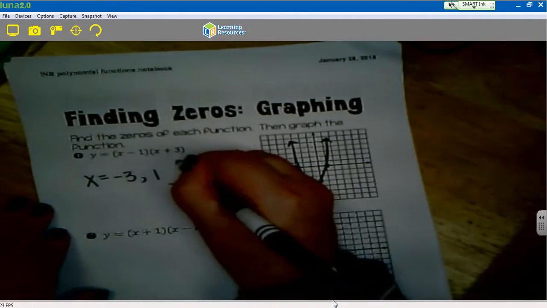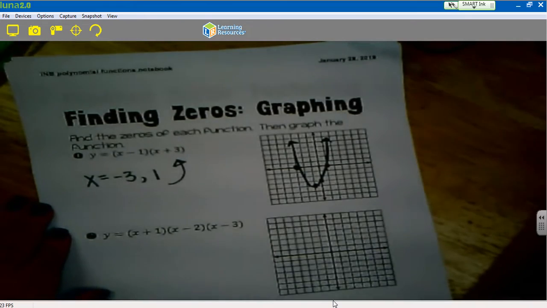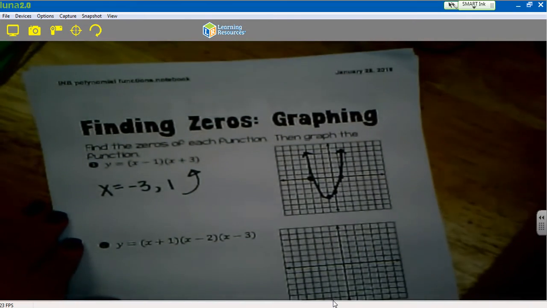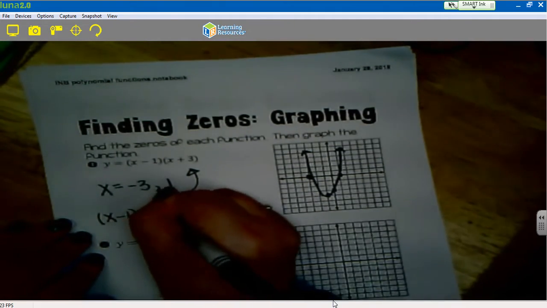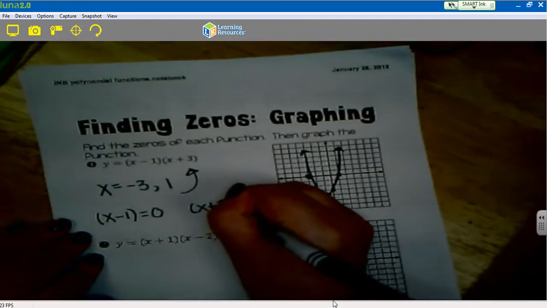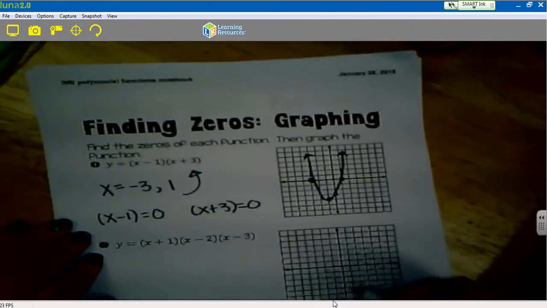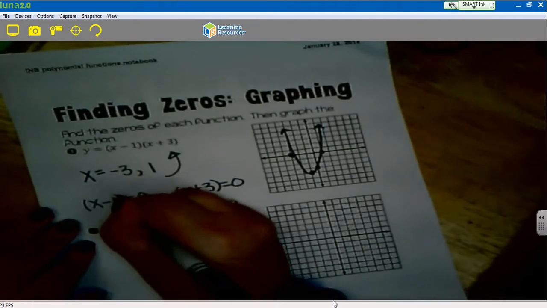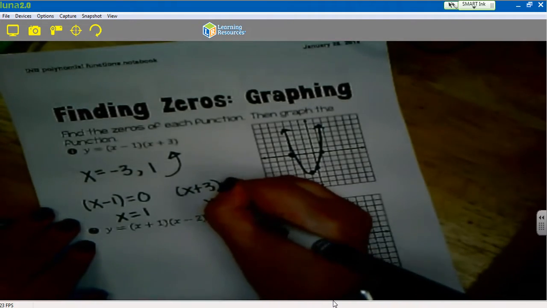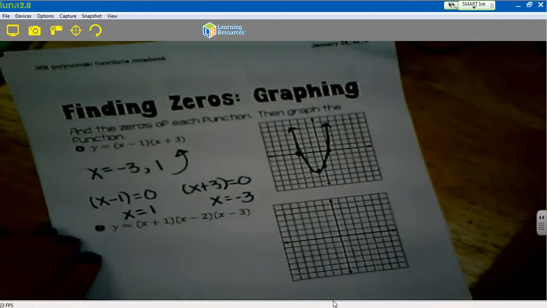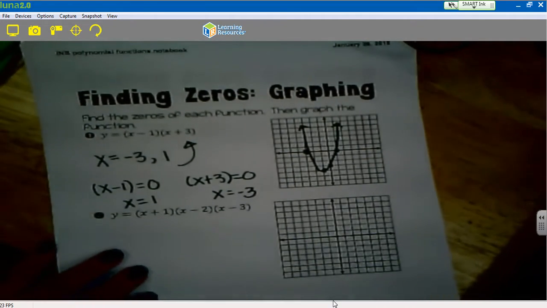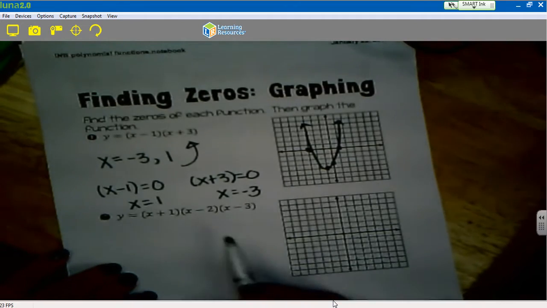Let's compare that to the equation. What do you notice? If you think back to the zero product property, if we take each of those binomials and set them equal to 0 and solve for x, we get 1 and we get negative 3. Coincidence? I think not.